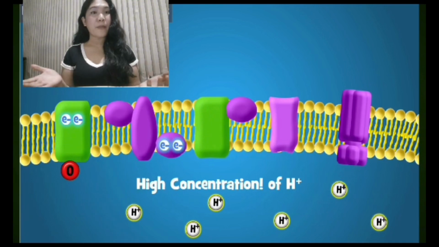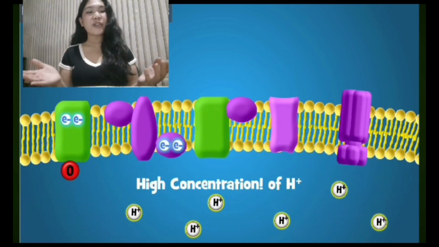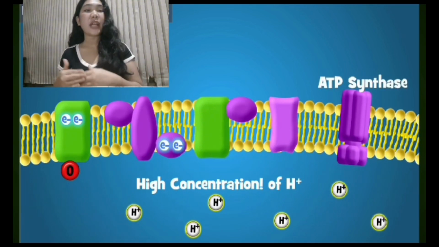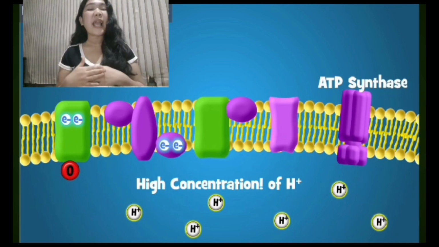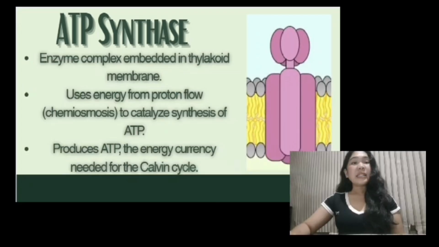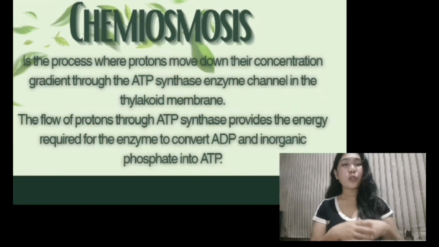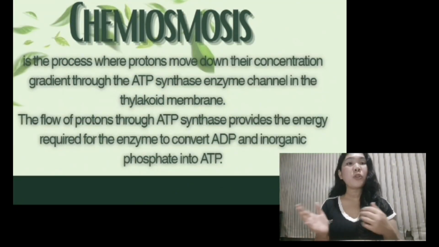Then, due to this concentration gradient, these hydrogen ions will begin to flow through an enzyme called ATP synthase. ATP synthase is an enzyme complex embedded in the thylakoid membrane. It uses energy from proton flow to catalyze the synthesis of ATP. It produces ATP, the energy currency needed for the Calvin cycle. Now, the process of proton flow is what we call chemiosmosis.